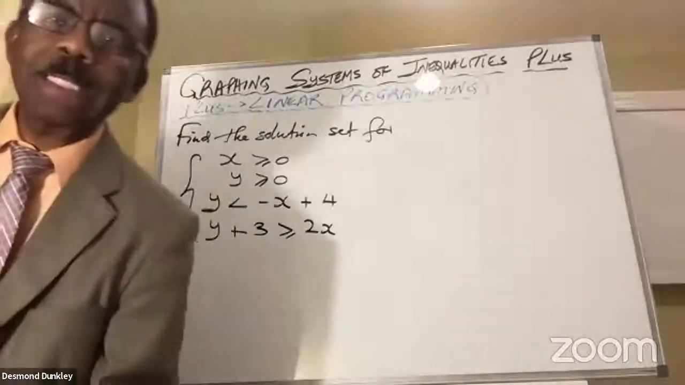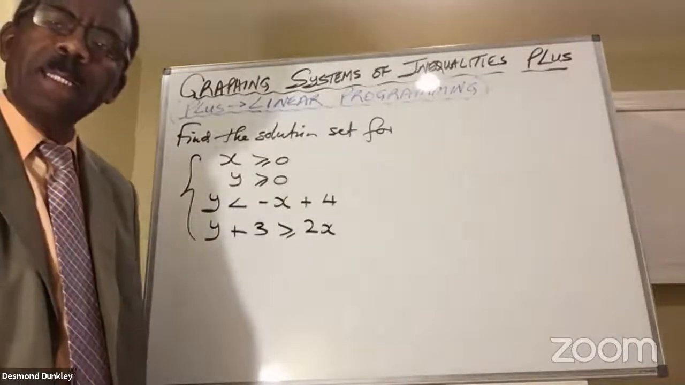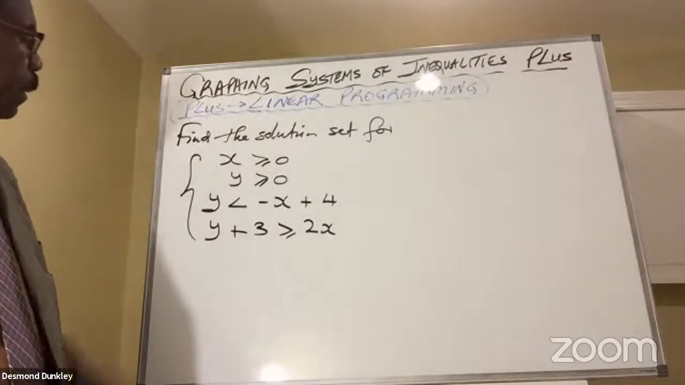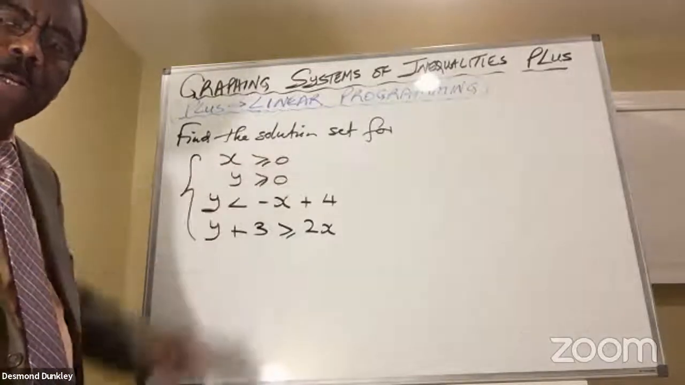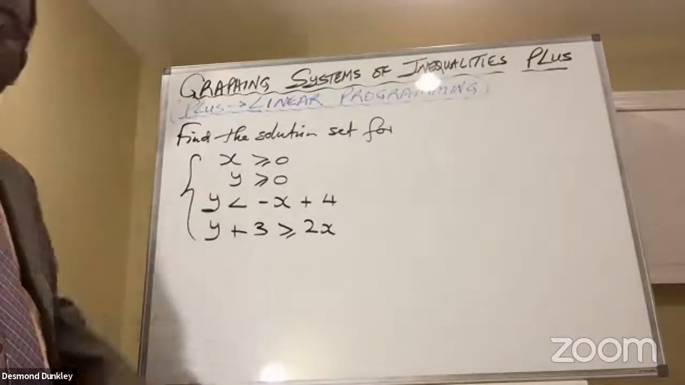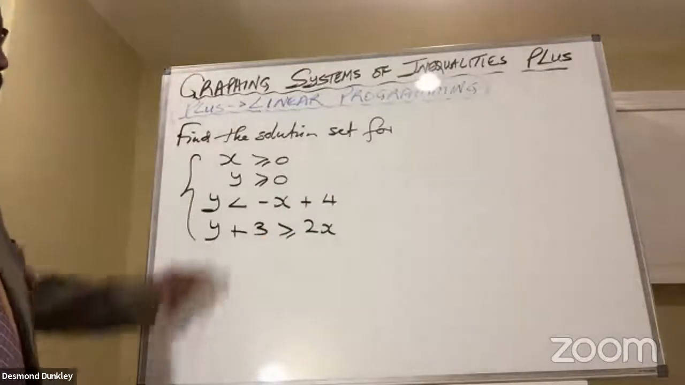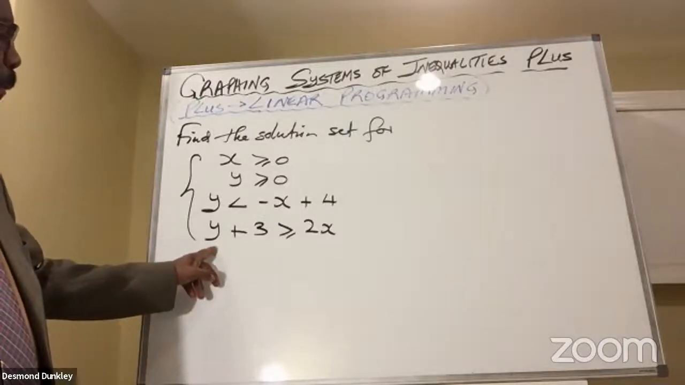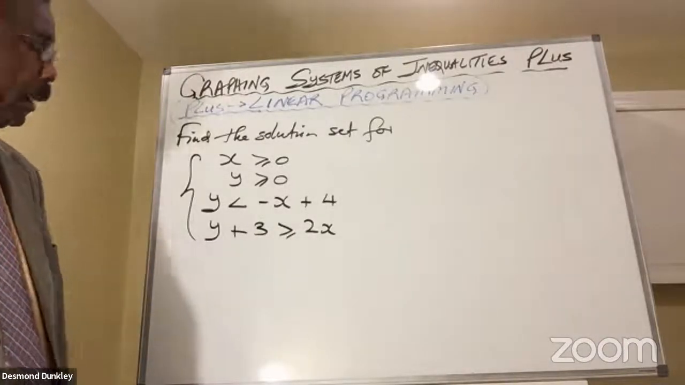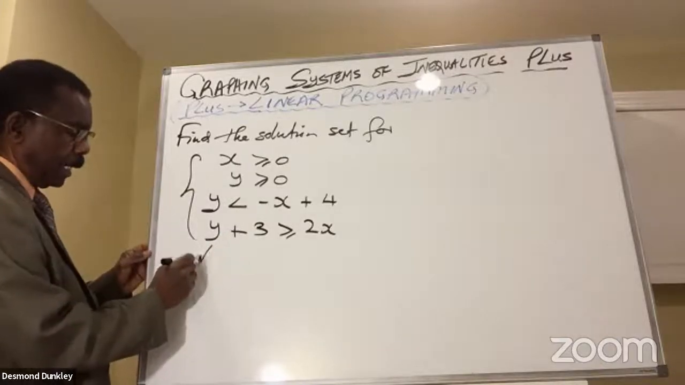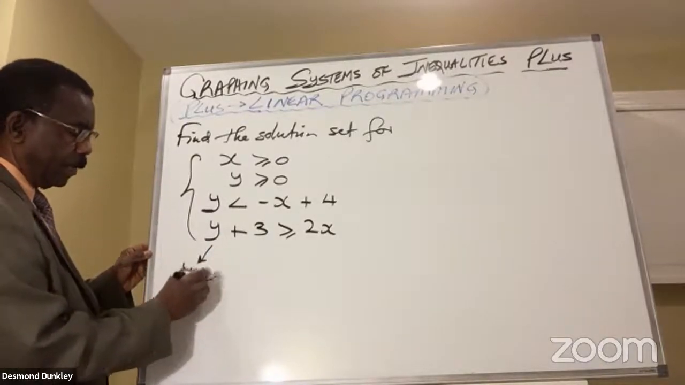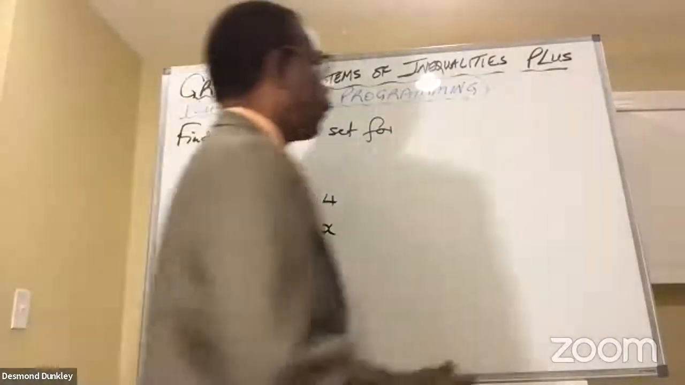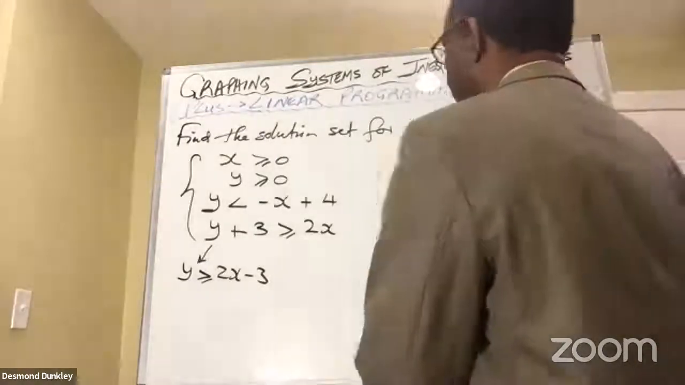Okay, so in this case, I'm giving us 3 sets of limits. X must be greater than or equal to 0. Y must be greater than or equal to 0. And then y must be less than -x plus 4. And y plus 3 must be greater than or equal to 2x. So this one, I can rewrite as y is greater than or equal to 2x minus 3. Okay? So we're going to have something to this effect.